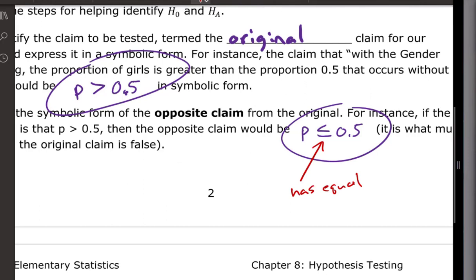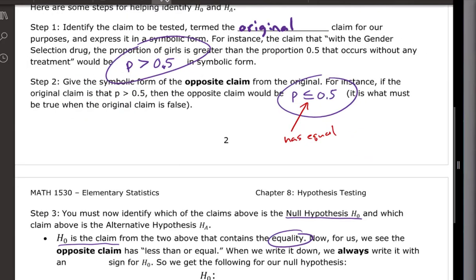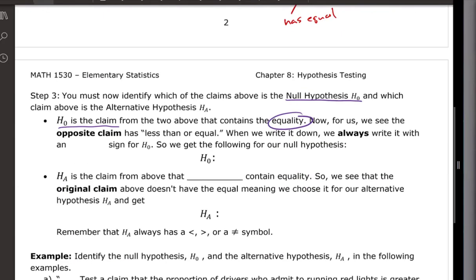So what's going to happen is, this one is going to shape our null hypothesis. The opposite claim will be our null. So we see the opposite claim has less than or equal. The equal is really what we care about. So when we write it down, we're always going to write it with just the equal sign. And here's how it's going to look: P equals 0.5. So you don't have to worry about the less than part of the less than or equal, just the equal. And that's how the null is always going to be put.